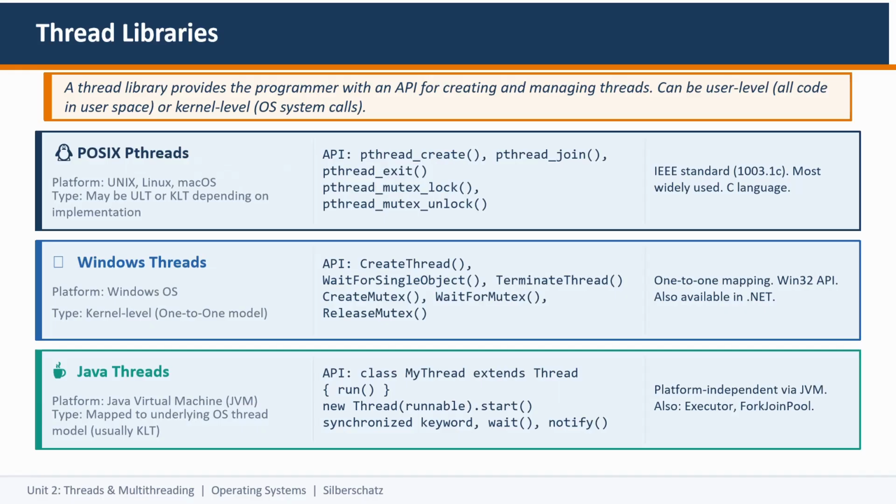The next topic is thread libraries. These give programmers an API to create and manage threads. The three main ones are POSIX Pthreads, used on Linux and Unix systems, Windows threads, used on Windows, and Java threads, which run on the JVM, the Java Virtual Machine, and use the underlying operating system threads. Pthreads is the most widely used standard.